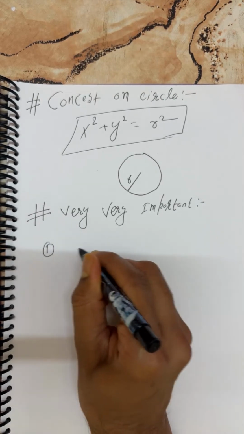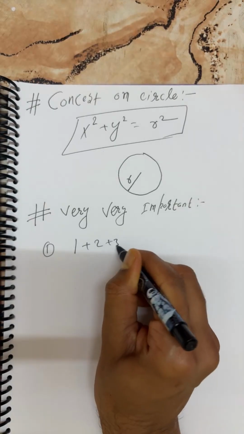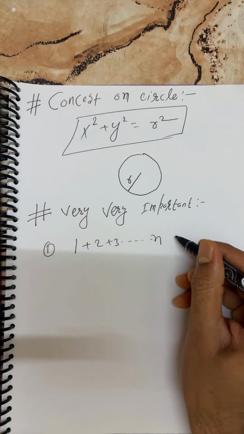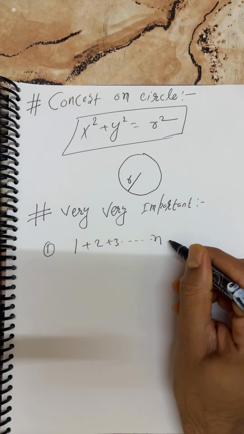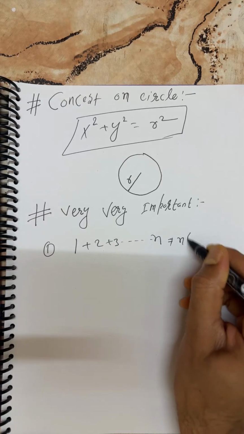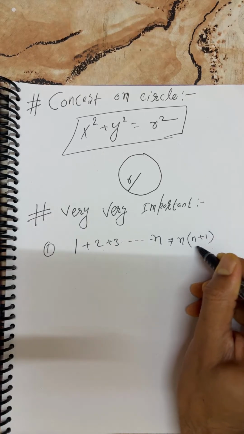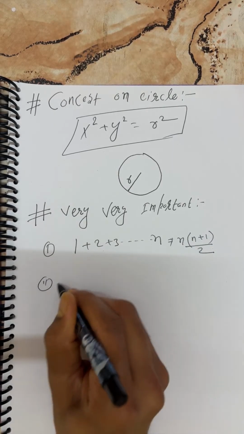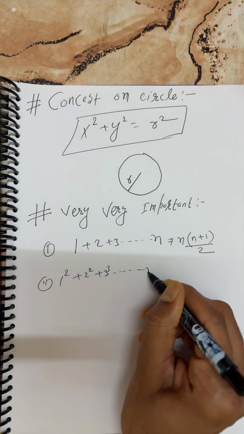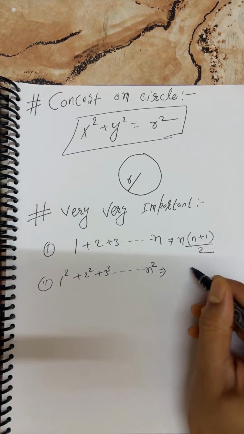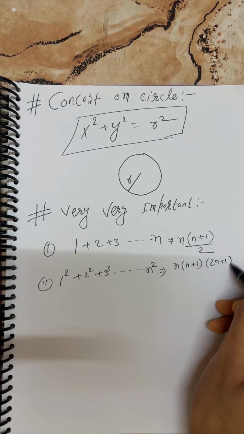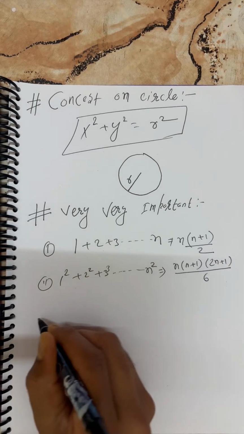It's a series 1 plus 2 plus 3 dot dot dot n terms. How can we add up all of these? If we have this kind of series, we can replace it with n into n plus 1 by 2. Second, 1 square, 2 square, 3 square, dot dot dot, n square. This is n of n plus 1 into 2n plus 1 by 6.